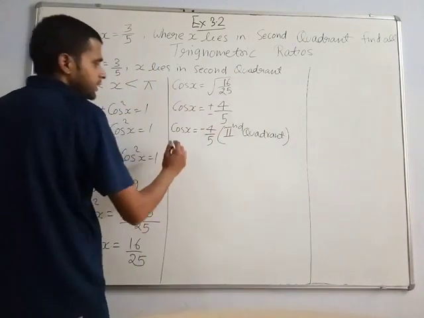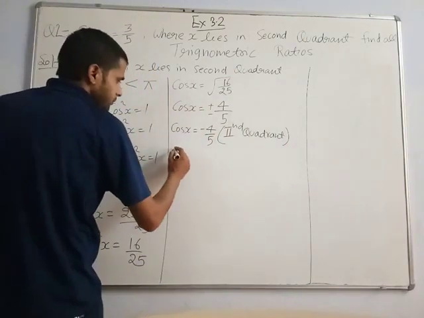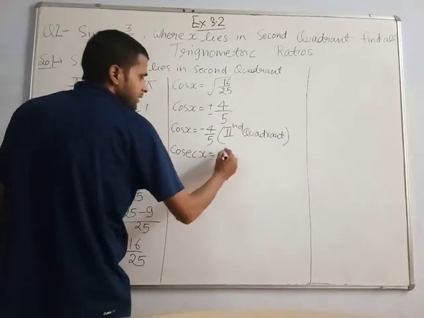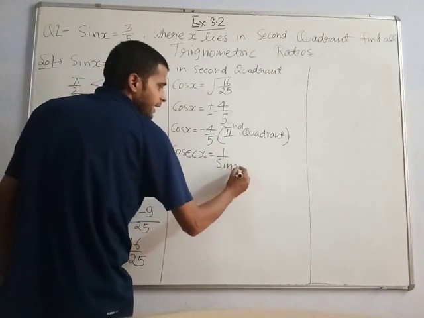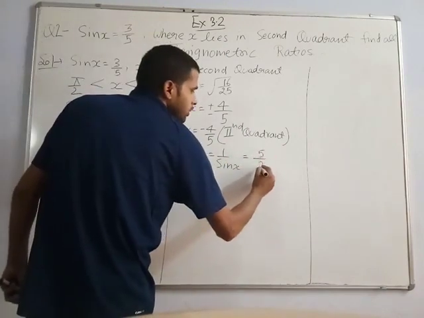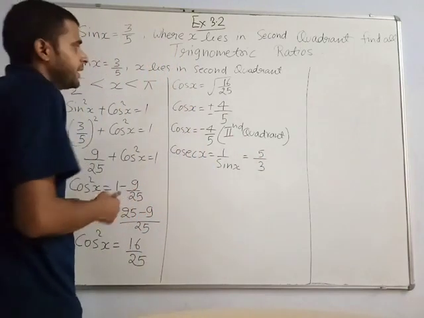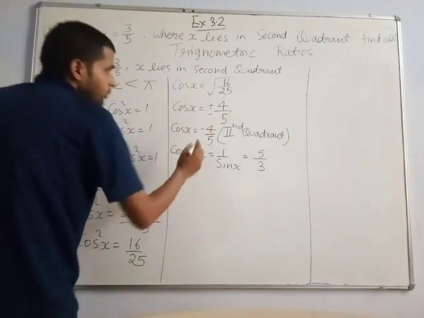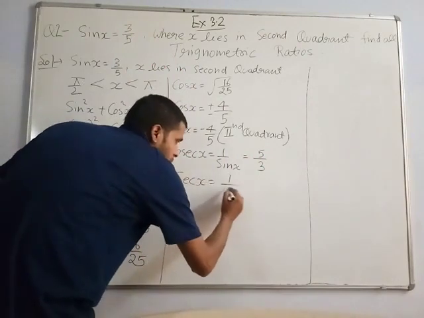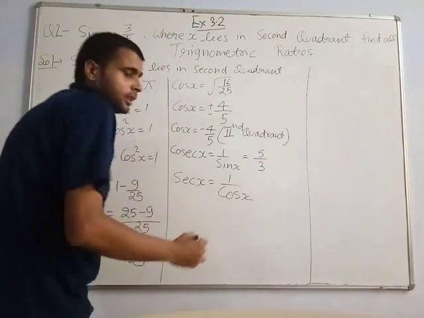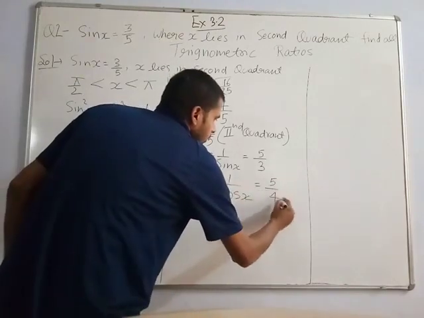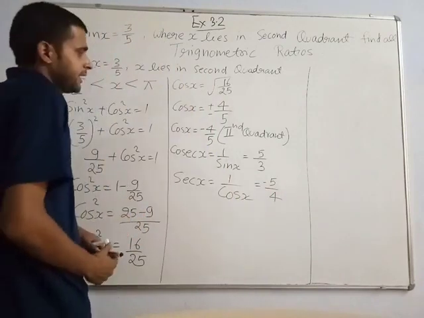Then cosec x is 1 upon sin x. So 1 upon sin x means, sin is 3 upon 5, so the opposite of 3 upon 5 is 5 upon 3. Then for cos x, the value is minus 4 upon 5, and the opposite of cos is sec. Sec x equals 1 upon cos x. So 1 upon cos x means sec is minus 5 upon 4, right?